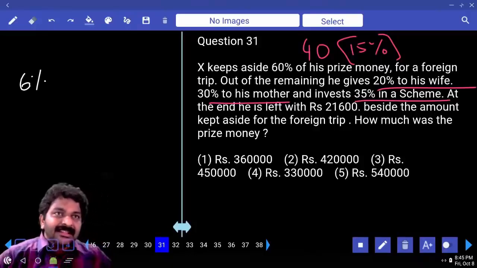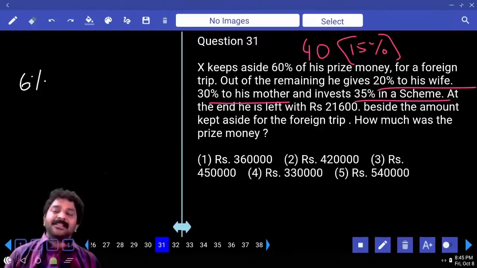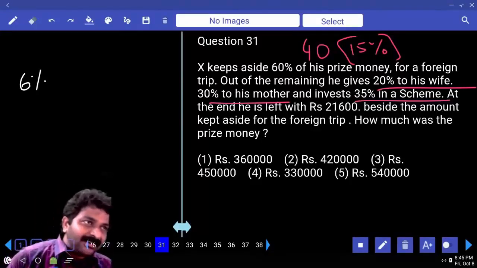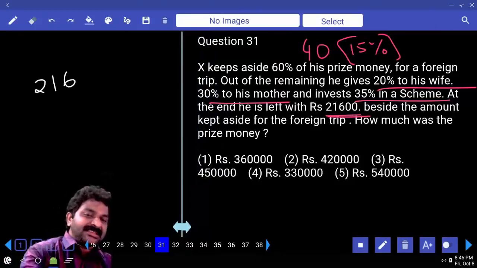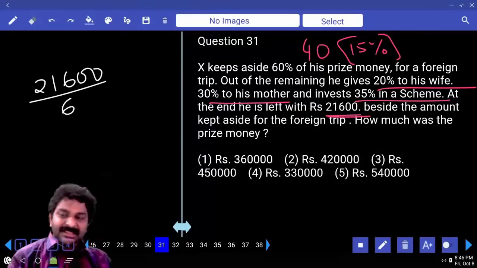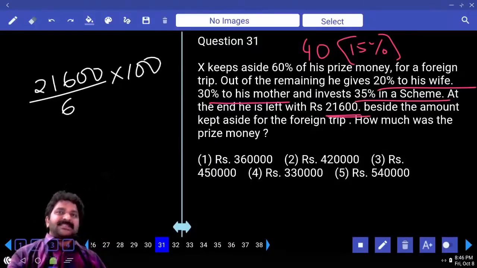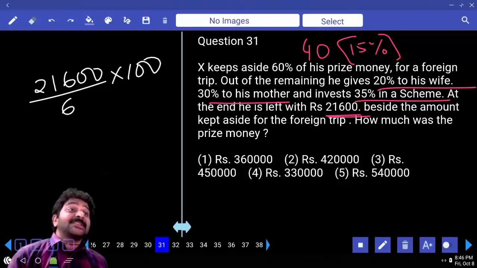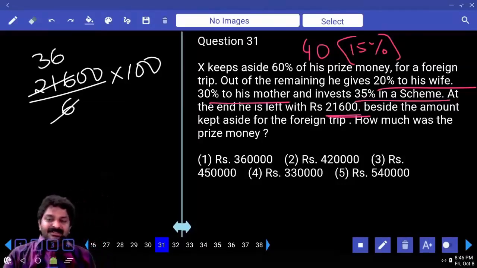Is this clear? Right. At the end he is left with 21,600 besides the amount kept aside for the foreign trip. Out of the remaining only we calculated 15%. Is this clear? 6% is equal to 21600, divided by 6. Then how much was prize money? Prize money in the sense 100% only? Yes, 216. When you see that number, your eyes should recollect it as 6 cube by 6, that is 6 square, 36 and then 4 zeros. First option, final.